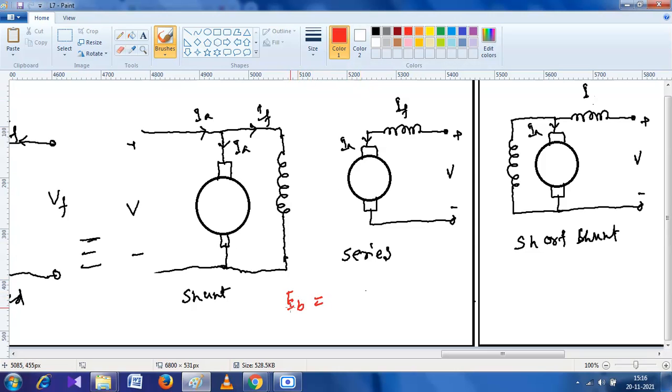What is the value of Eb? E minus IaRa. Eb is equal to E minus IaRa.